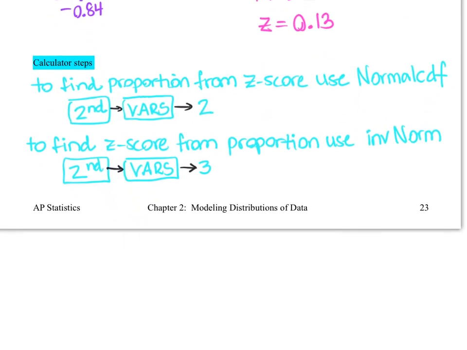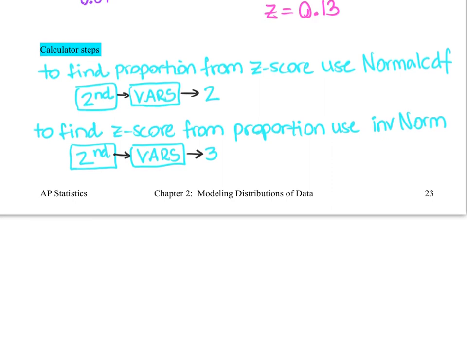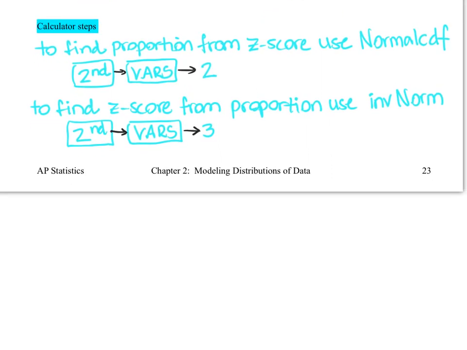You'll want to know how to use the calculator instead of Table A, because sometimes that can be a real time saver. If you're trying to find the proportion or the percentile using the z-score, you're going to be using the feature normal CDF. And you get there by hitting the second key and then the vars key. That takes you to different probability distributions. Number 2 is the normal cumulative distribution function, and that's the one that we're going to want.